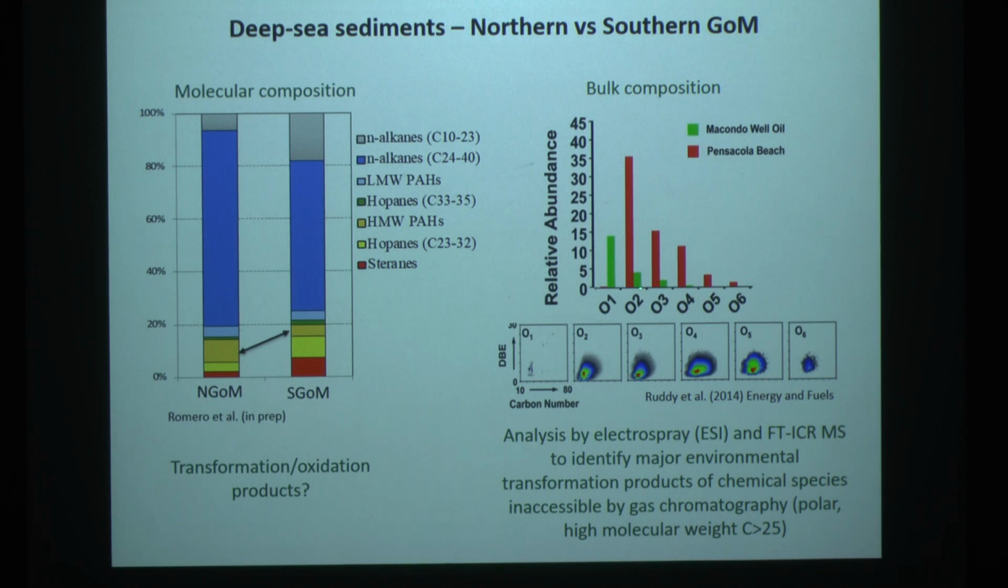And what they found is that here in green is the reference oil, the Macondo reference oil standard, and in red are samples taken from Pensacola Beach, with a higher concentration or relative abundance of oxidation transformation products, here the heteroatoms for oxygen, which means things are deposited and they are changing, not necessarily by biodegradation processes. So we wanted to test if this was happening as well in the southern Gulf of Mexico.